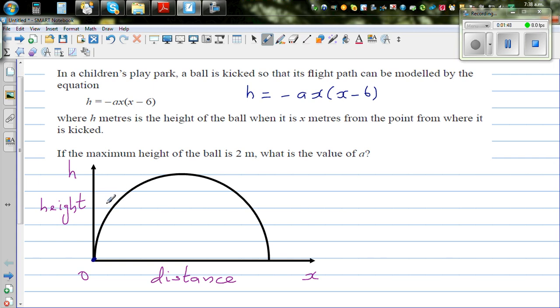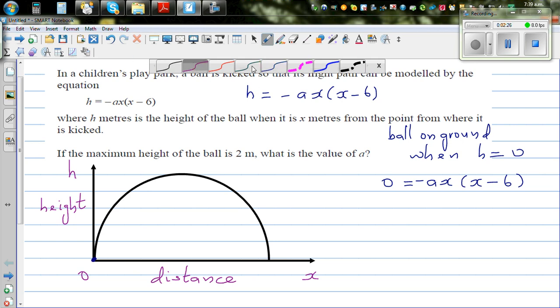When the height is 0. So the ball is on the ground when h is equal to 0. So let us put h = 0. So 0 = -ax(x - 6). Now think logically. When would this equation become 0? For which two values of x would this equation become 0?